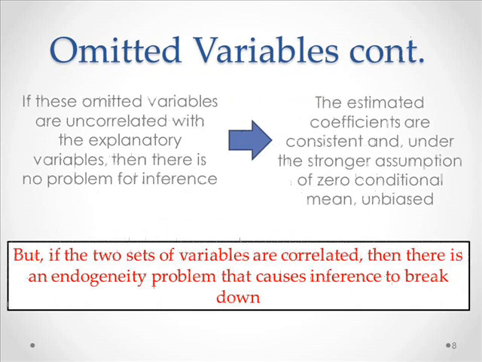If these omitted variables are uncorrelated with the included explanatory variables, then there is no problem for inference. The estimated coefficients are consistent and, under the stronger assumption of zero conditional mean, unbiased. If the two sets of variables are correlated, then there is an endogeneity problem that causes inference to break down.